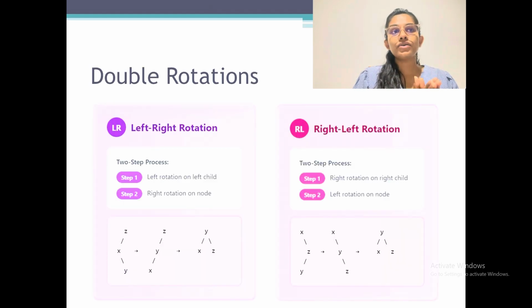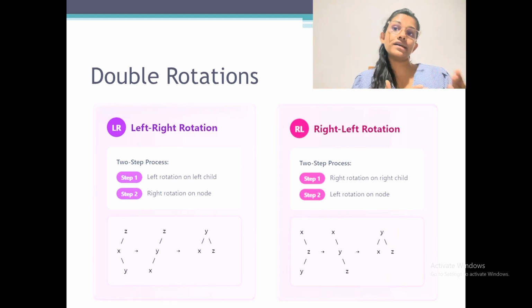So we have double rotations: left-right rotation and right-left rotation. Left-right rotation is a double rotation. First, we need to perform a left rotation on the left child, converting it into a left-left case. Then we perform a right rotation on the original imbalanced node. Think of it as a 2-step process to untangle a more complex imbalance.